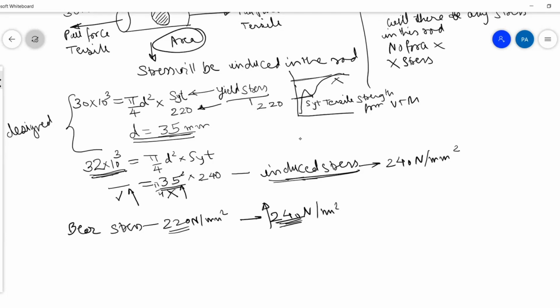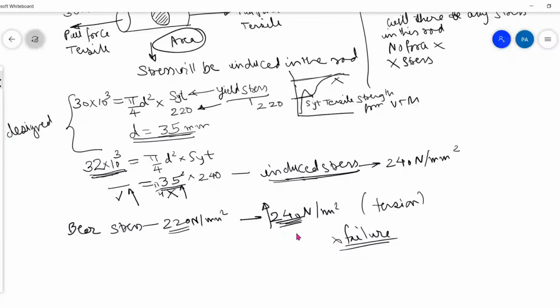And if this is in tension, this material will fail in tension. So this is called failure of material. Okay, this material has failed now. Why has this failed? Because it was designed for a load of 30 kilonewton, and the load suddenly increased to 32 kilonewton, and it cannot sustain that extra increase in the load, and it failed. That means the stress it can sustain is 220, and the stress that has come in it is 240, so it will definitely fail.